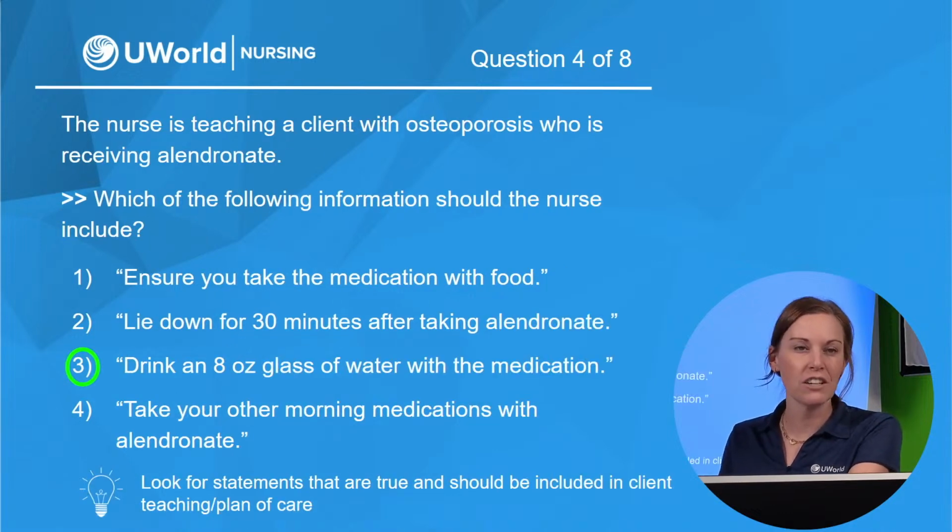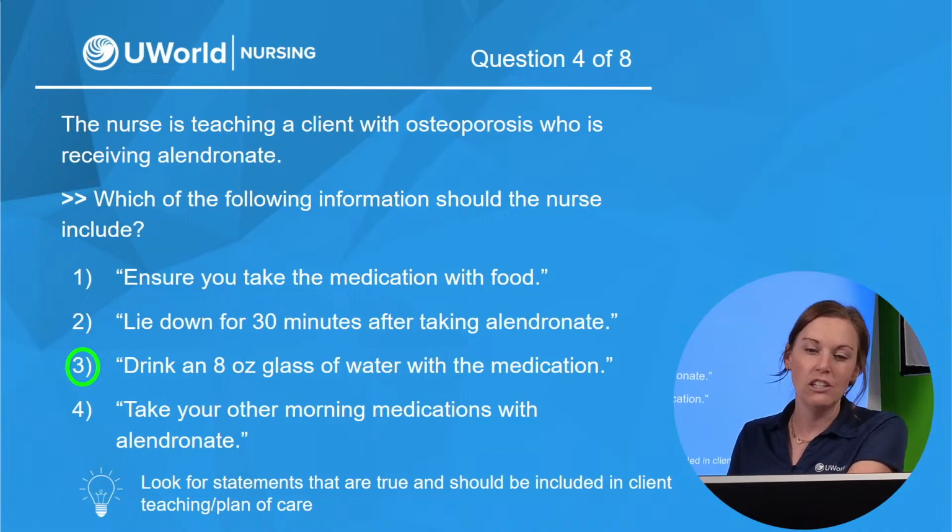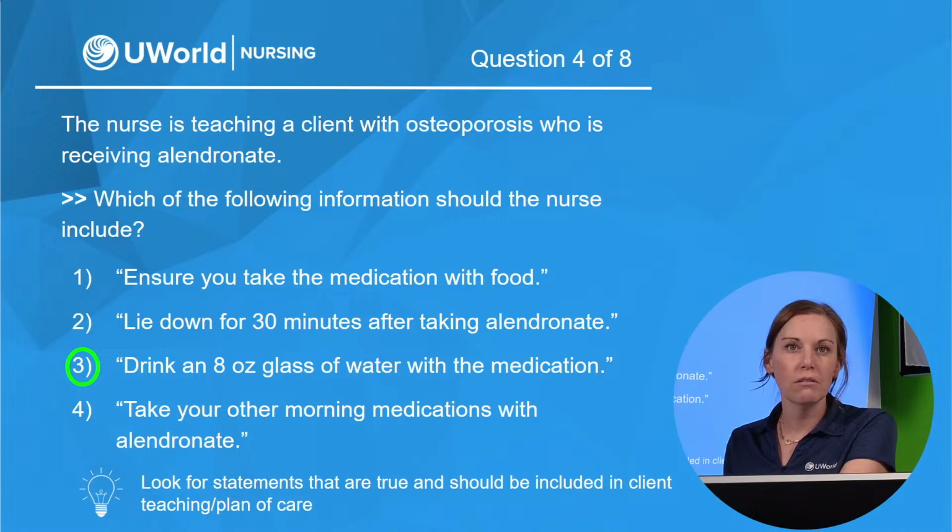All right, our correct answer on this one is going to be option 3, drink an 8-ounce glass of water with the medication. So talking in general about Alendronate, it's a bisphosphonate medication. It's commonly used to treat osteoporosis and decrease the risk of osteoporosis-related bone fractures. How the medication works is it inhibits osteoclasts, which are cells that cause bone breakdown.